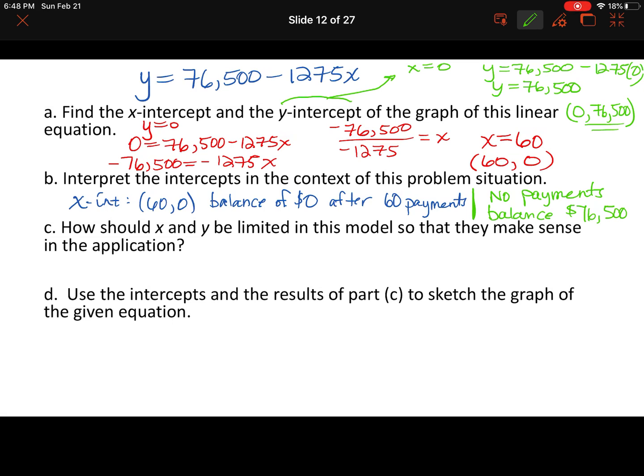How should X and Y be limited in this model so that they make sense in the application? Well, for certain, X cannot be negative, right? Because you ain't gonna make a negative amount of payments. All right? And your Y, it needs to be capped at 76,500. All right, it wants us to graph it.